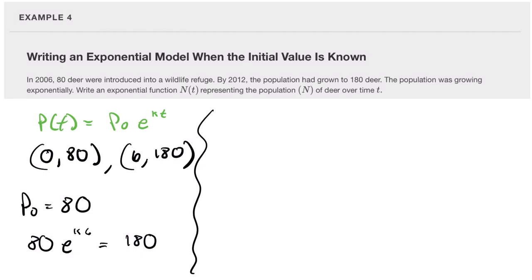So we're trying to solve for k. We're going to divide both sides by 80. We got this e to the k, or I guess you could say 6k, equals 18 over 8, 9 over 4. So 180 divided by 80 reduces down to 9 over 4.